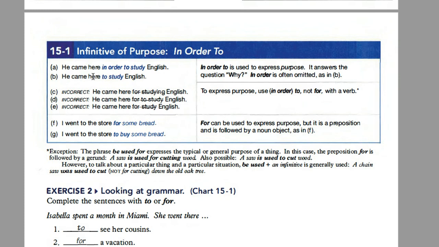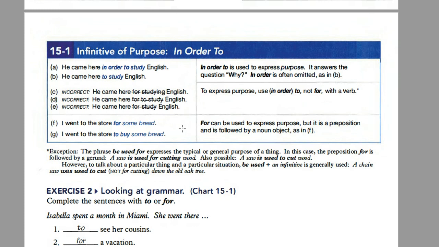If I said, incorrectly, "He came here for studying English," "He came here for to study English," and "He came here for study English," all of them are totally wrong. Why? Because "in order to" is followed by a verb, but "for" is followed by -ing, the gerund.